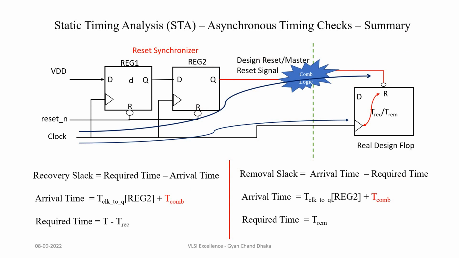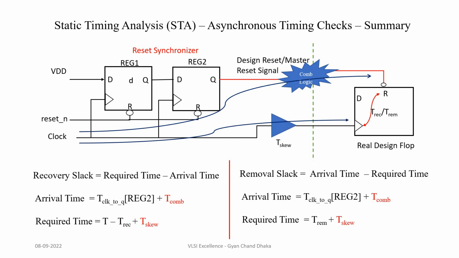Now let's see another scenario where there is some combinational logic present in the reset path. If there is any combinational logic present, then the arrival time of this reset signal will be increased by T combinational. The required time is again going to be the same because there is nothing present in the clock path here. And similarly, the arrival time for the removal check will also increase by T combinational.